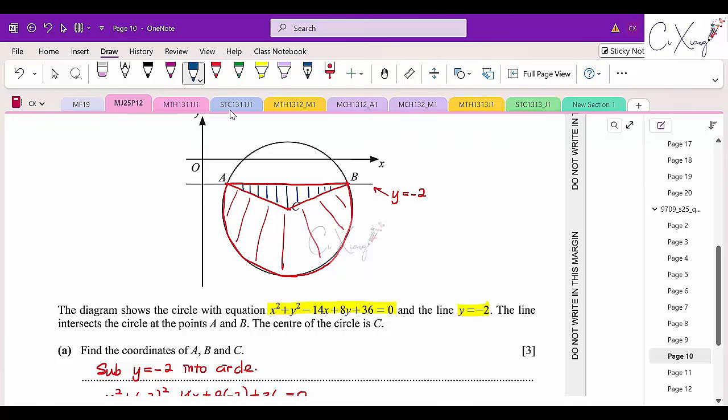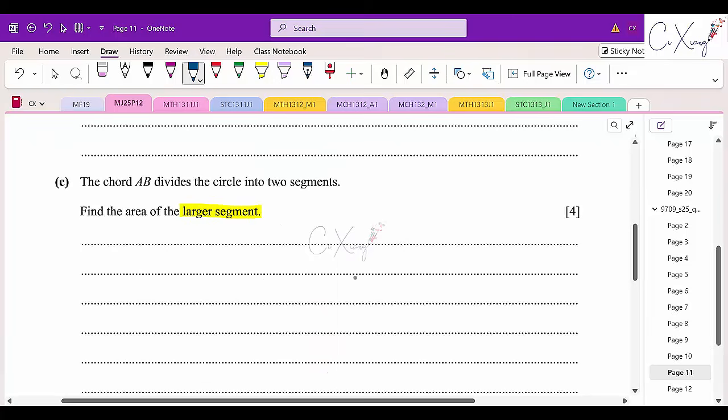Alright, and some students might think of using the whole circle minus the smaller sector, then add back the triangle. Also can. It is another way. Alright, so there are many ways for us to do it. So for me, I will take the major sector plus the area of the triangle to get the major segment. Alright? Okay, then let's continue here.